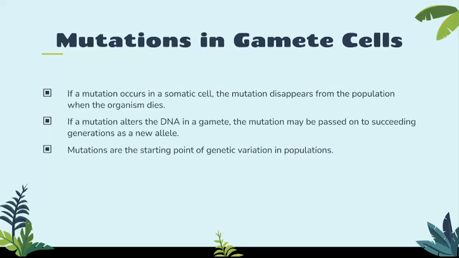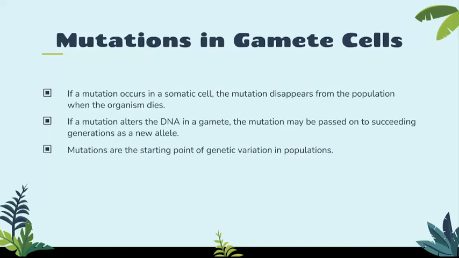When the mutation happens there, it will disappear essentially when you die. So you're only passing on your reproductive cells, and you aren't passing on, let's say, your skin cell. Your offspring is going to develop skin cells himself, and he's not going to need that from you. So if a mutation alters the DNA in a gametic cell, the mutation may be passed on to a next generation as a new allele. So keyword here is may. So it has a chance of passing it on.